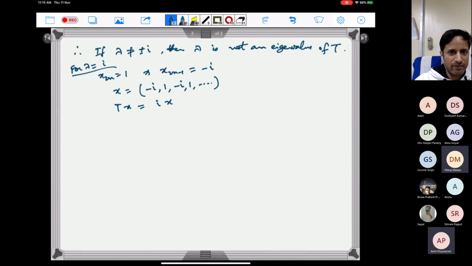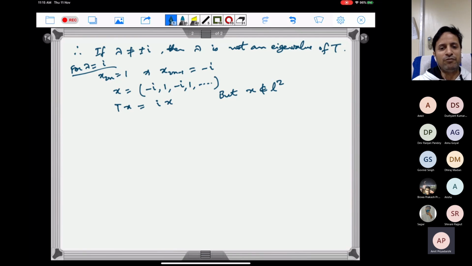It's not in L2, right? This x does not belong to L2. So I cannot choose this as an eigenvector, right? It's not that you choose any non-zero vector and then you will get an eigenvector. So you will have to make sure that you can find an eigenvector.